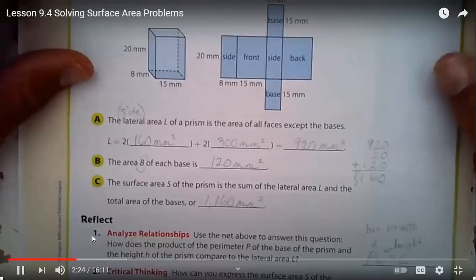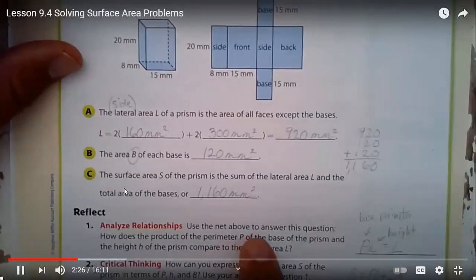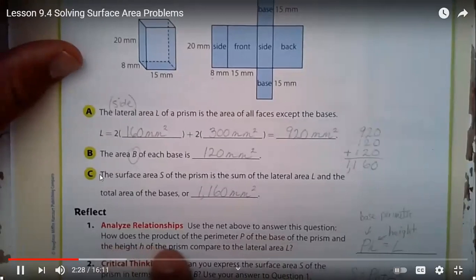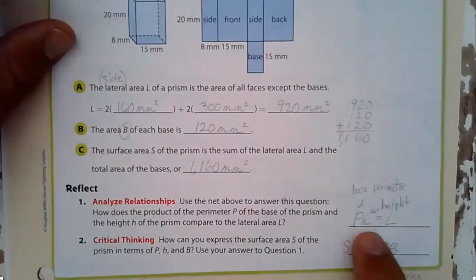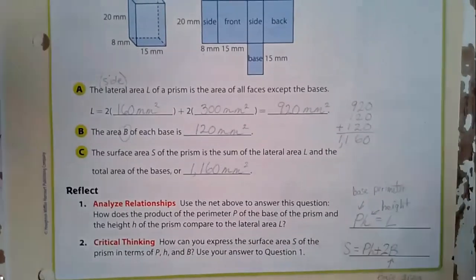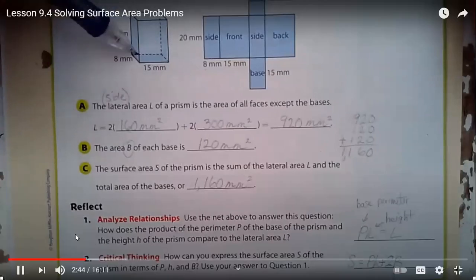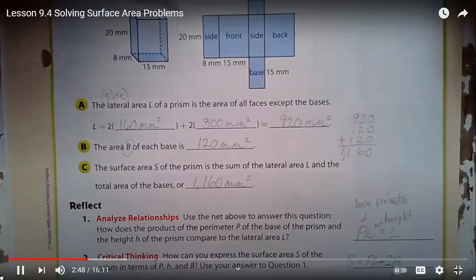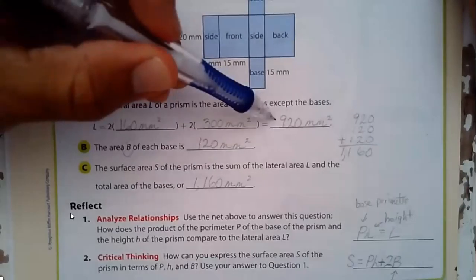So let's put this together. Use the net above to answer this question: How does the product of the perimeter of the base of the prism and the height of the prism compare to the lateral area? Well, the lateral area is the perimeter of the base times the height. So you could take the perimeter of this base, 8 plus 15 plus 8 plus 15, and multiply it by the height, and you would get that same 920.